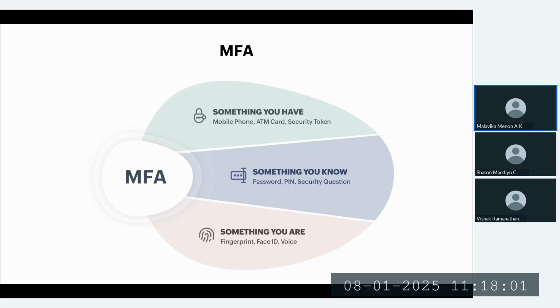a multi-factor authentication. Here we are stressing the importance of having multi-factor authentication. Generally speaking, MFA can be divided into 3 sections. Something you have, like a security token or a hardware device, followed by something you know, which is the password or a PIN number or a security question that you have.